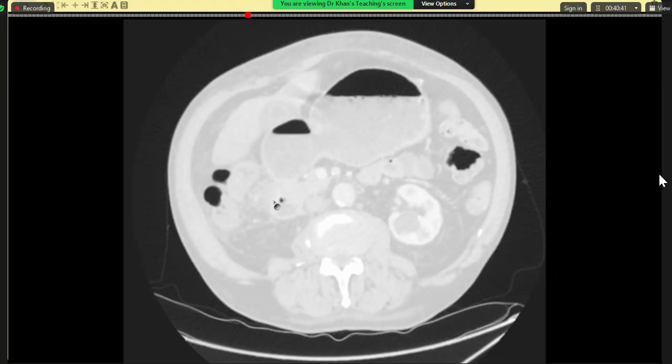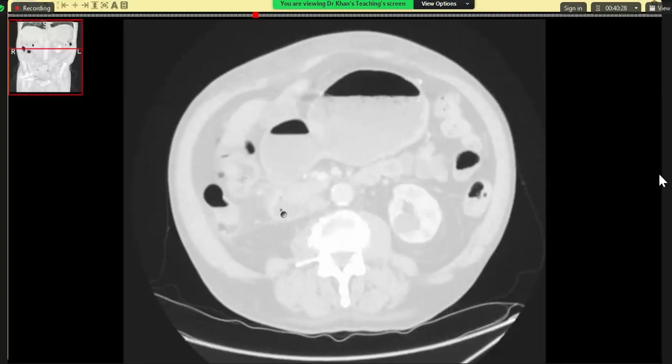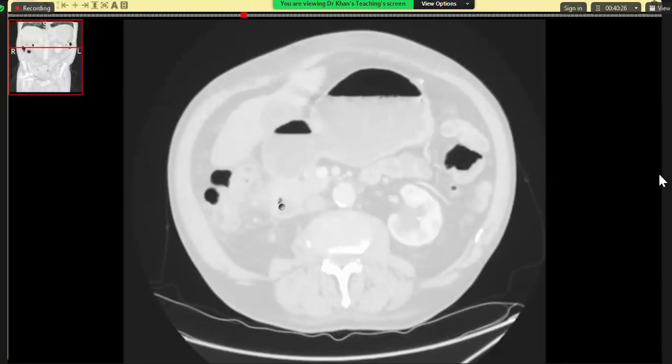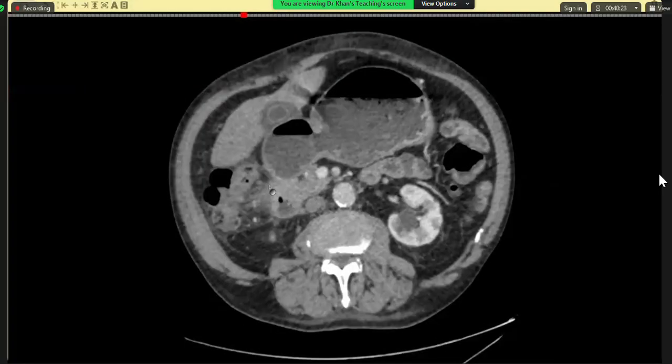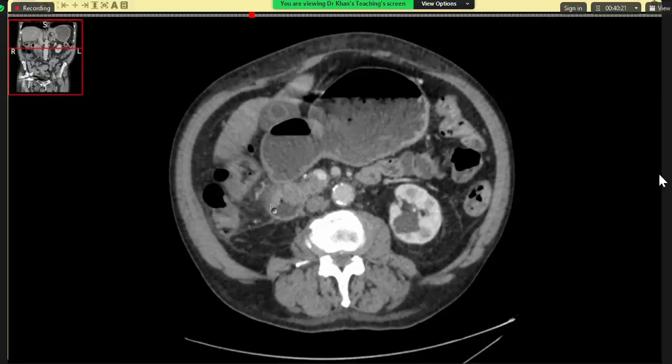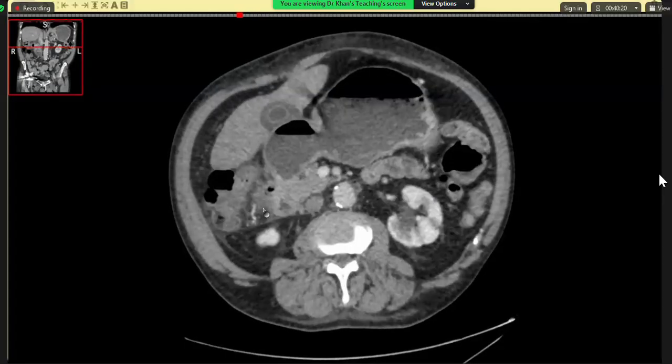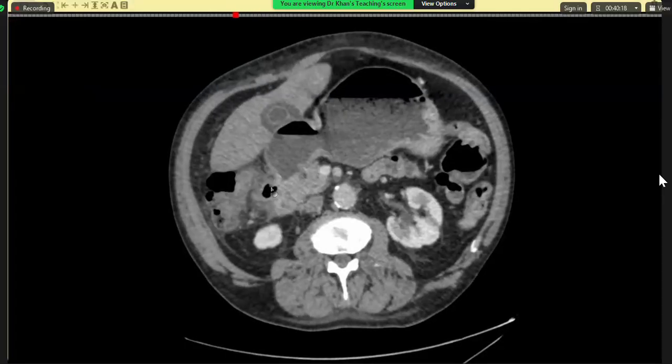Where is it? So point out to me. Where are you pointing? Right over here. In the vicinity. This is in the lumen you are pointing out. Yeah, right over here. This one. Can you see my pointer? Thank you.